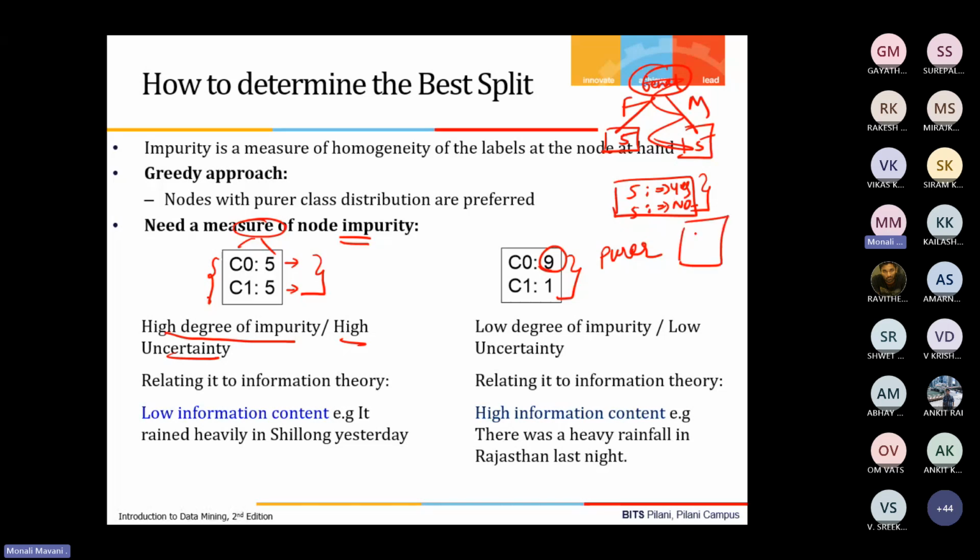Even if I have it this way, 6 and 4, it's very difficult to make a decision. It could be the yes class, it could be the no class. So when we make a decision, it is high uncertainty. When we relate high uncertainty to information theory, when there is high uncertainty, we have a low information content.